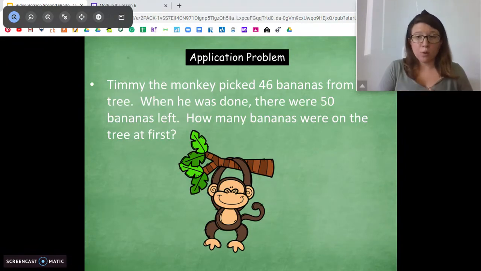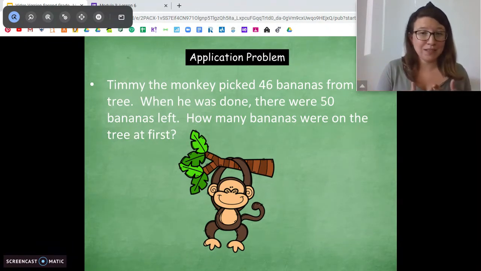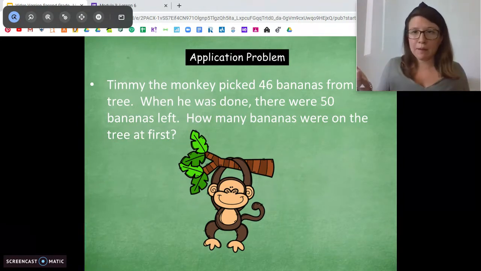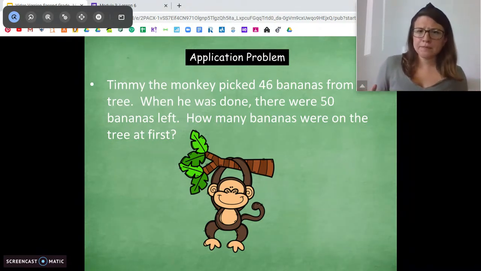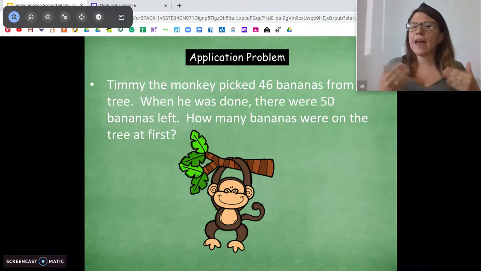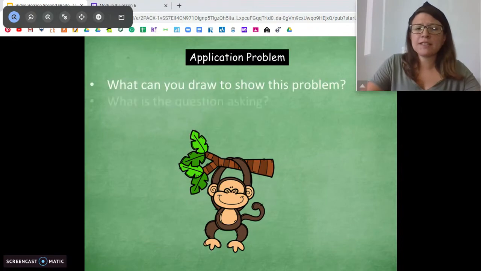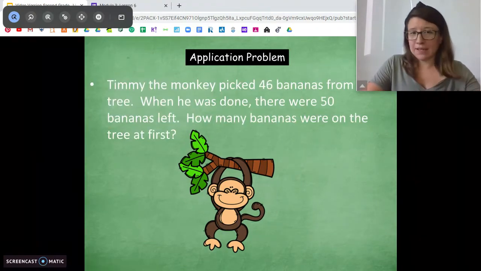Okay, so I'm thinking to draw. We could maybe draw tens and ones, draw the numbers out so that we can see the numbers. You might be thinking we could draw bananas. You might be thinking we can just write a number sentence. Whatever your answer is, that's totally good. What's the problem asking us? It says how many bananas were on the tree at first. So at first is telling us in the beginning. So before Timmy picked any bananas.